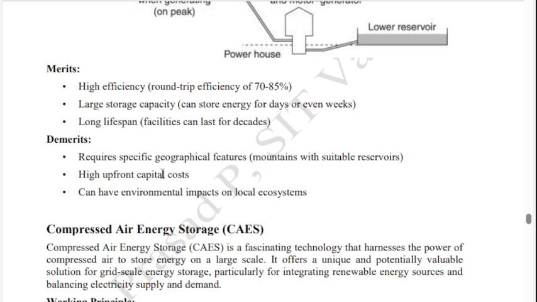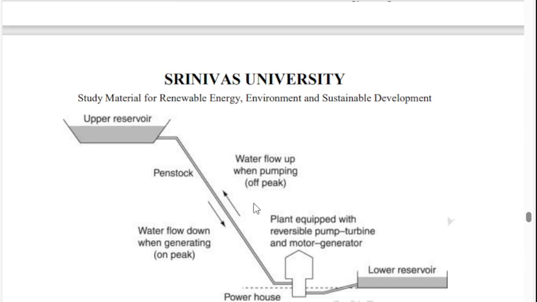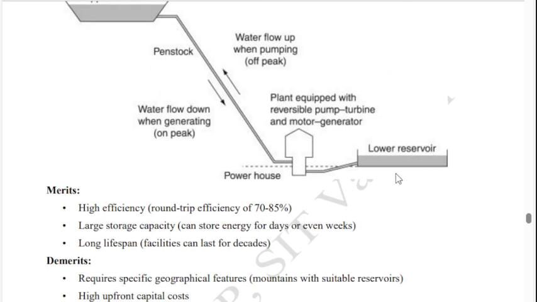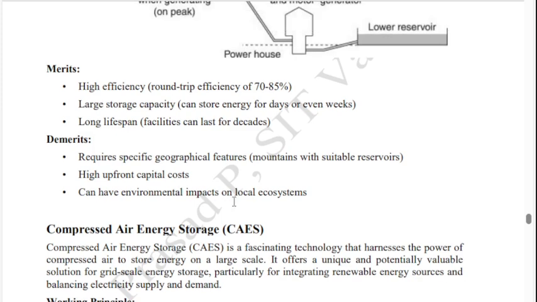Demerits or limitations: it requires a specific geographical feature, meaning it needs mountains with suitable reservoirs. High upfront capital cost is there to set this up, making a dam-like structure, making it leak proof, pipe connections, generator, lower reservoir tank. All this consists of a capital cost. Initial cost is very high.